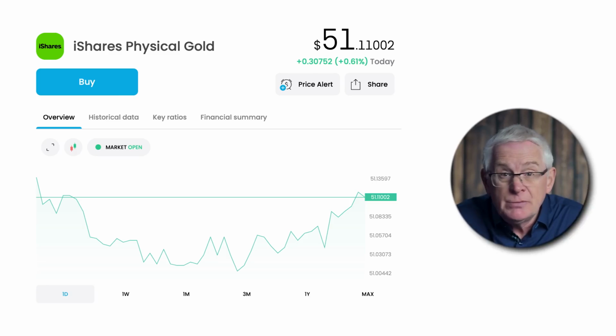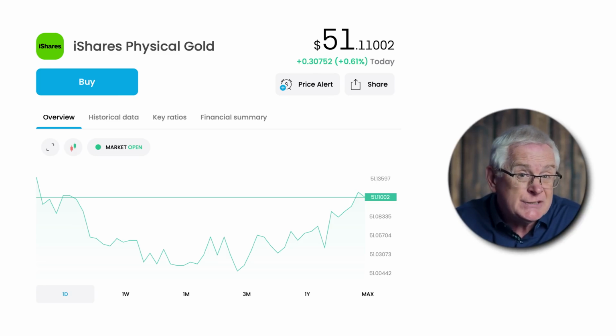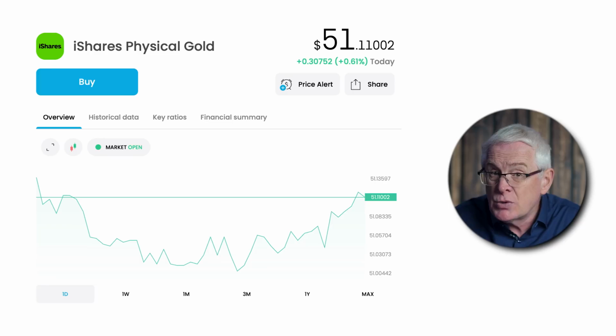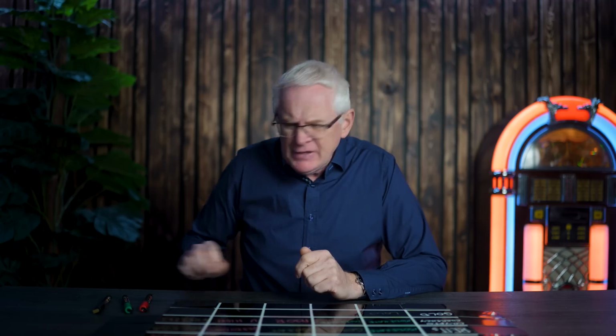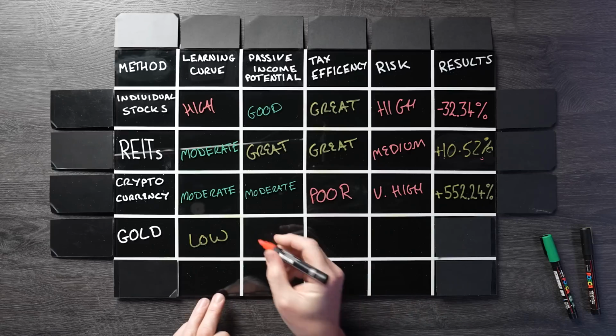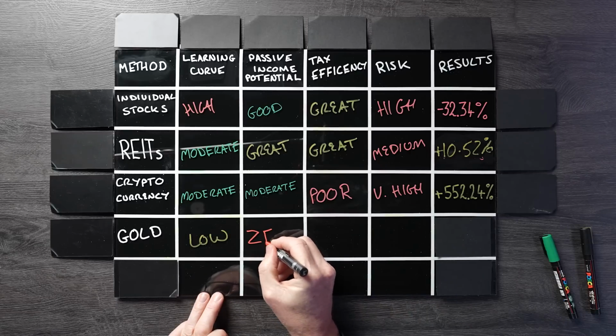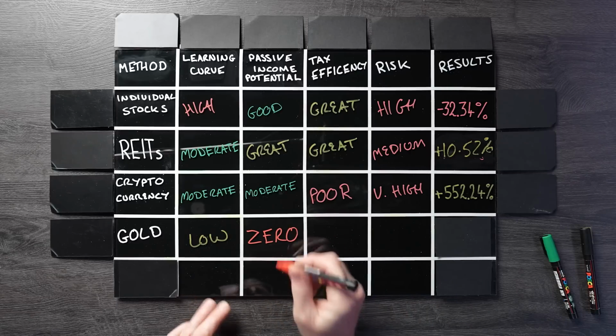Second is gold ETFs. These are funds that let you invest in gold without physically owning it. For example, in the UK, you can use Trading 212 to buy shares in something like the iShares Physical Gold ETF. It's quick, easy, and you can buy or sell it with just a few clicks. Passive income potential is absolutely zero. Unlike stocks, REITs or crypto, gold doesn't pay any passive income. It's not an income generating asset. It's purely a store of value.